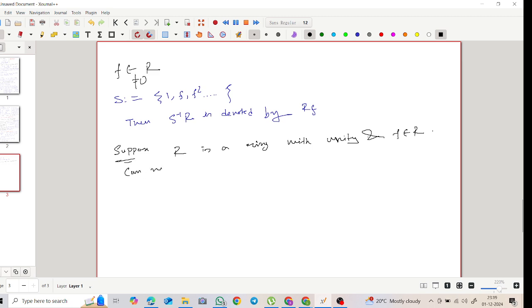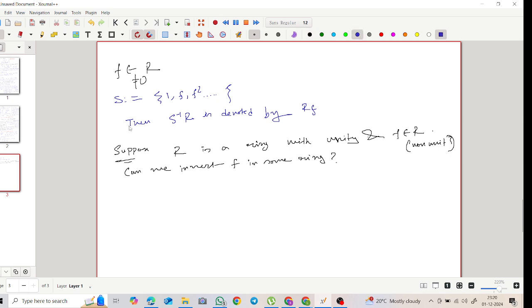Can we invert F in some ring? So the question is, F is an element in R, and suppose F is not invertible, I mean F is a non-unit. So can we invert F in some other ring?